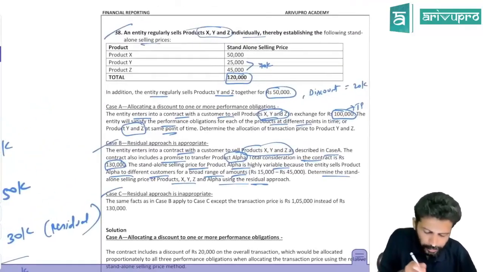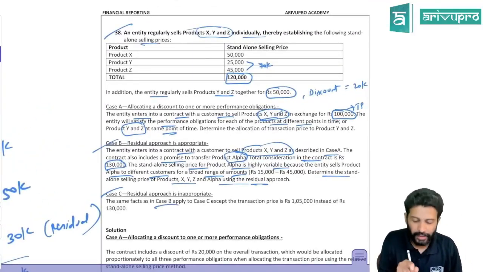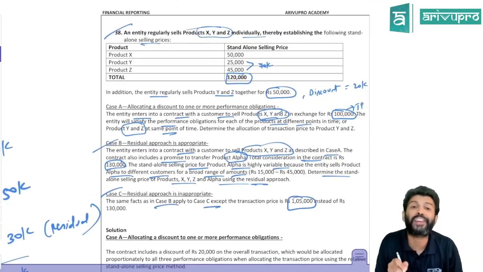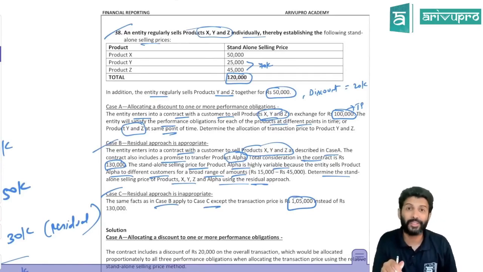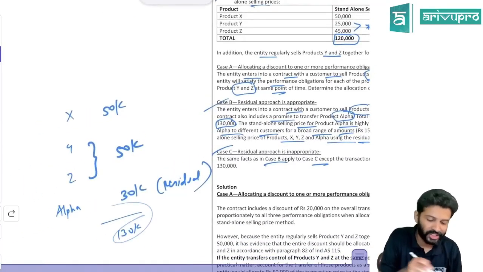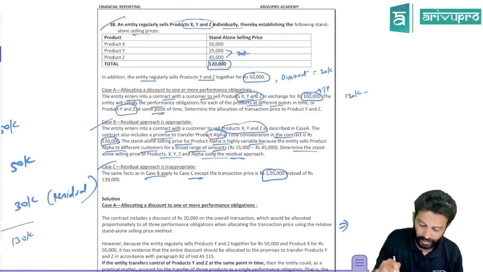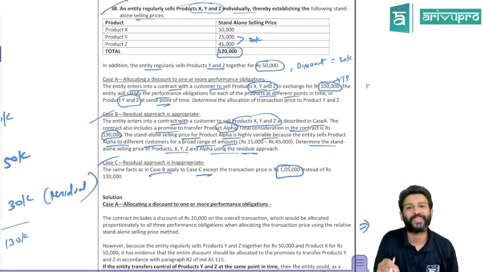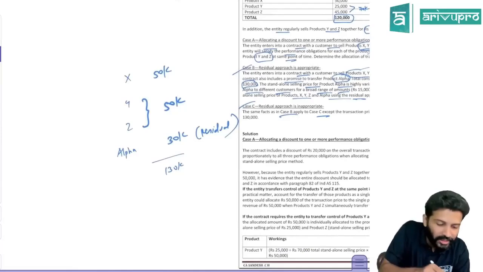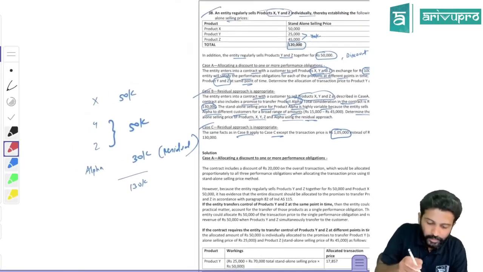Okay. Then case C. The same facts in case B apply, except in case C the transaction price is 1,05,000. Don't assume the transaction price is 1,30,000. Instead of 1,30,000, make it 1,05,000. If it is 1,05,000, what will happen is what they're asking. Sir, that will lead to a whole lot of drama. This is your case B.